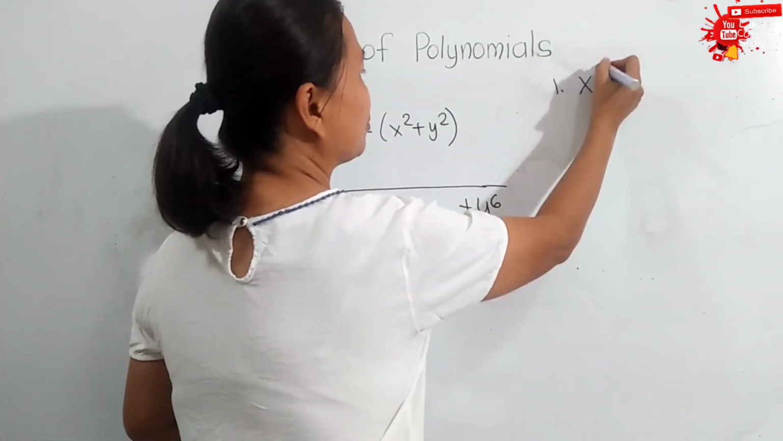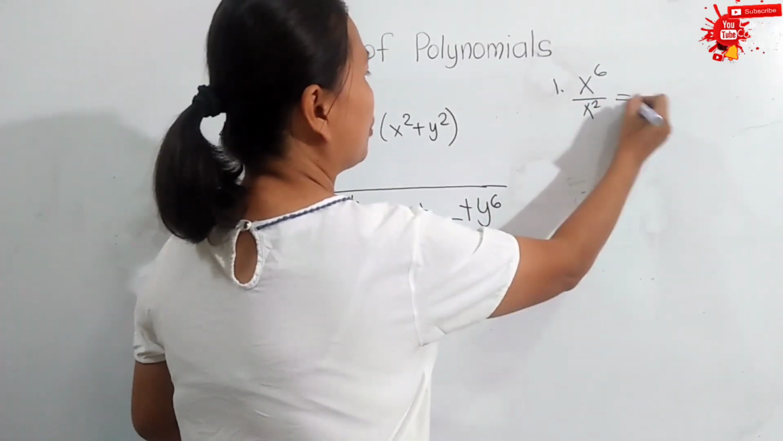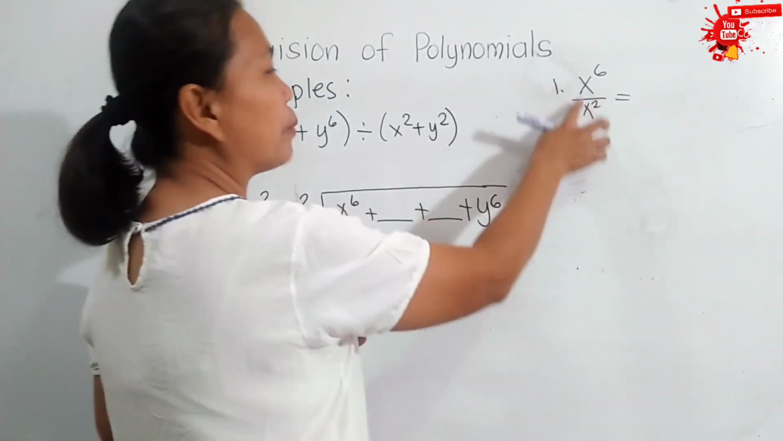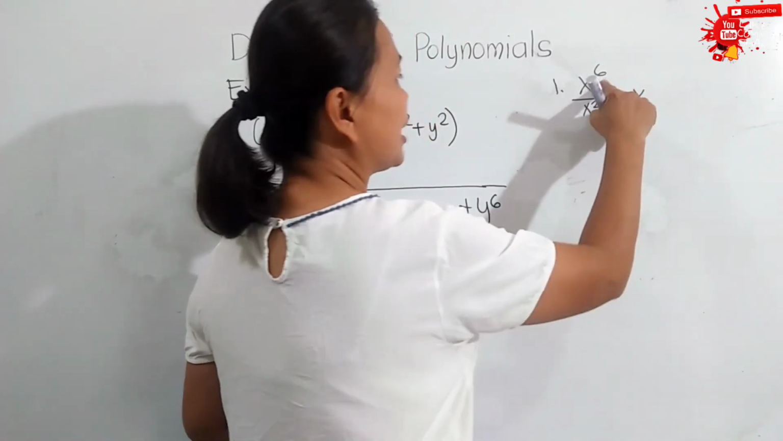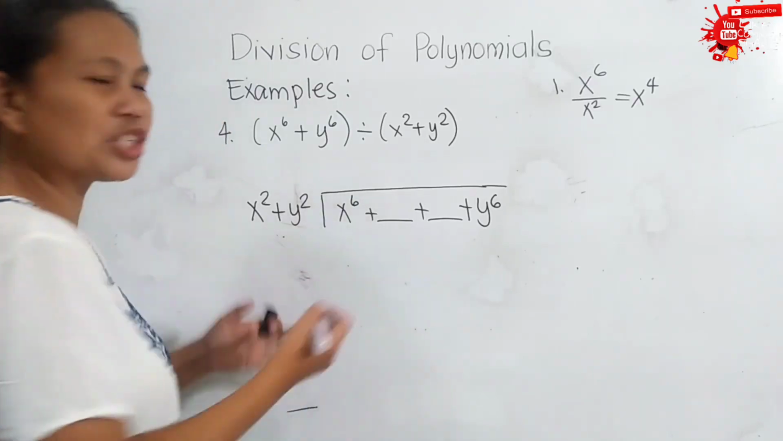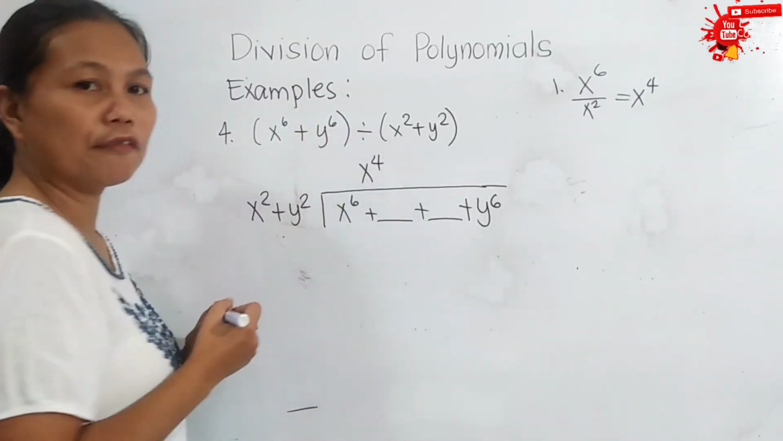So, we have x raised to 6 divided by x squared. So, in division, again, we subtract the exponents if the bases are the same. So, we have x raised to 6 minus 2, which is 4. So, the partial quotient is x raised to 4.